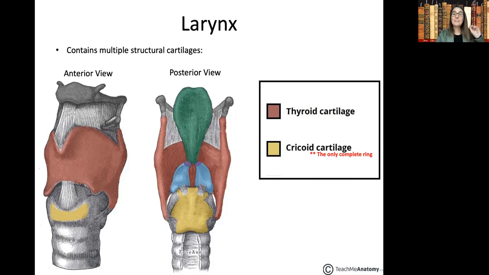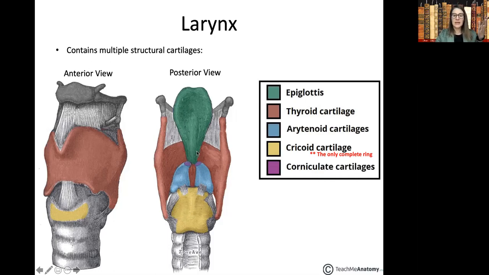This is the only complete ring of the larynx. As you can see, it's a little bit narrower anteriorly and much thicker posteriorly. The epiglottis is in green, pictured here, and the smaller corniculate and arytenoid cartilages are pictured in purple and blue, respectively. They sit atop the posterior rim of the cricoid on both the left and right sides.